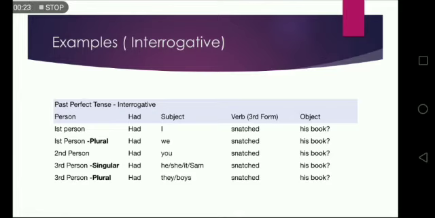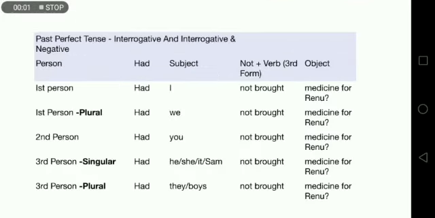Now, let's move towards the examples of our negative interrogative sentences. Here we have some of the examples of negative interrogative sentences. The first one is, had I not bought medicine for Renu? Had we not bought medicine for Renu? Had you not brought medicine for Renu? Had he, she, it, or Sam not brought medicine for Renu? Had they or boys not brought medicine for Renu? So by simply putting not right after our subject, we convert our interrogative sentence into negative interrogative sentence.